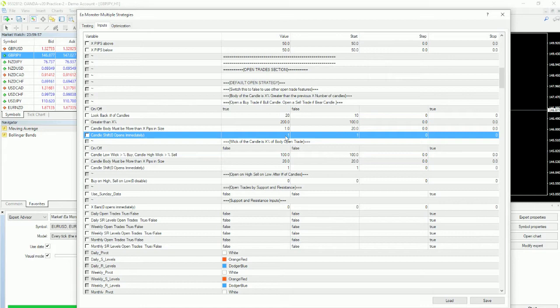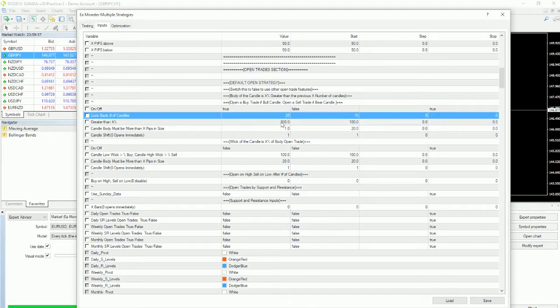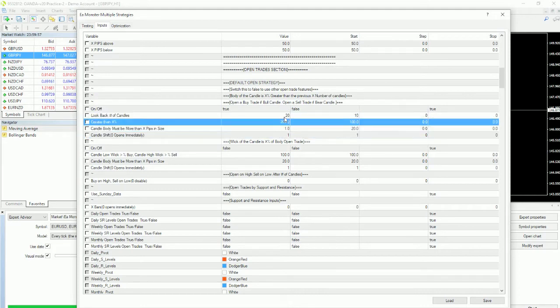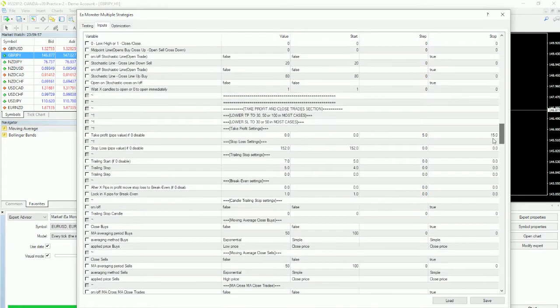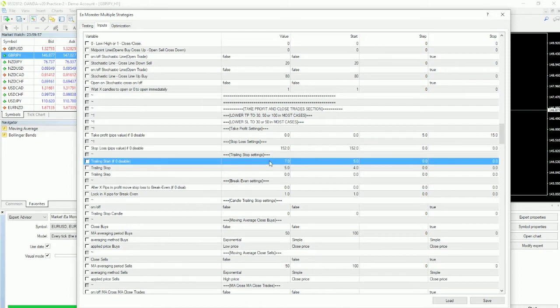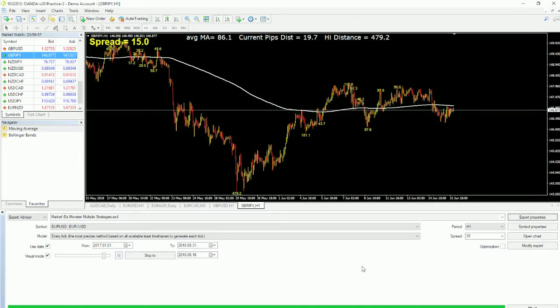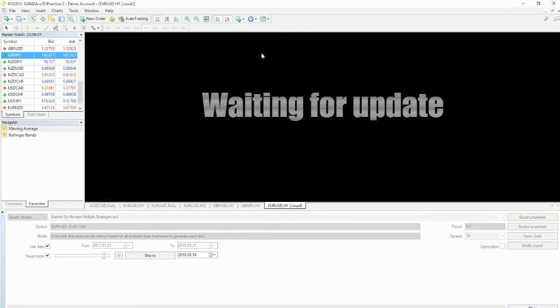Make sure that the candle is over 200% greater than the previous 20 candles. Okay, so it's an extreme situation that we're looking for. We're looking for a candle that's 200% greater than the previous 20 candles. Okay, and I have it set up here, stop loss at a huge 152 stop loss. I have trailing start at 7, and we're going to trail 5.